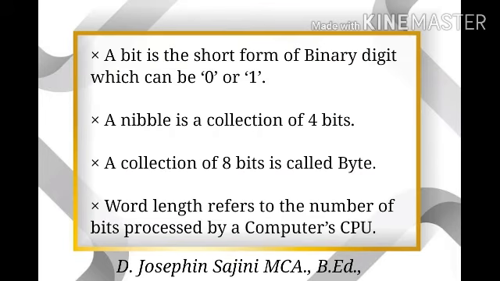Let us see some data representation in the computer. First one is a bit. Bit is the short form of binary digit which can be either 0 or 1. Next one is a nibble, that is a collection of 4 bits. And next, the collection of 8 bits is called a byte. And the word length refers to the number of bits processed by the computer's CPU.